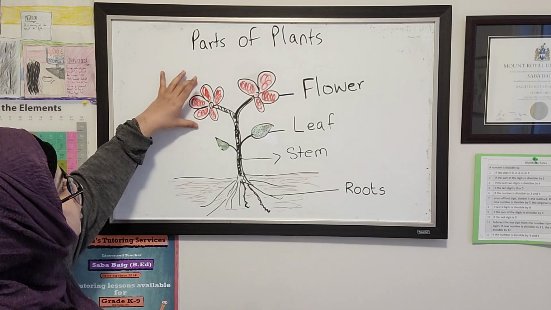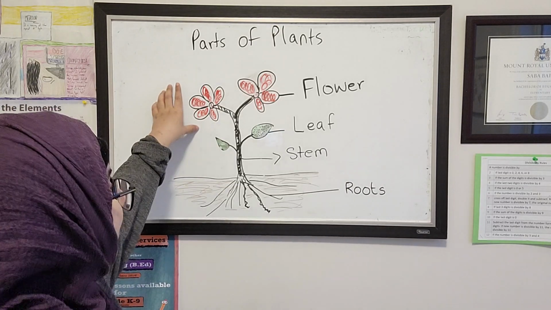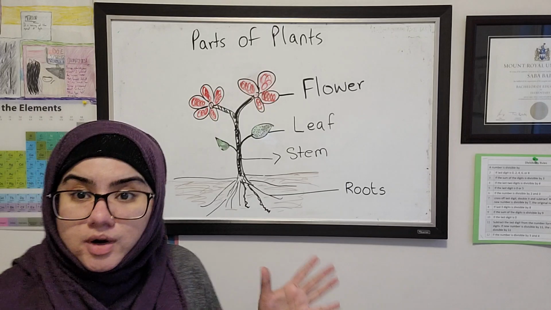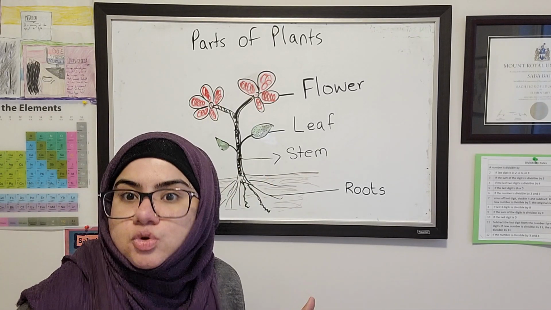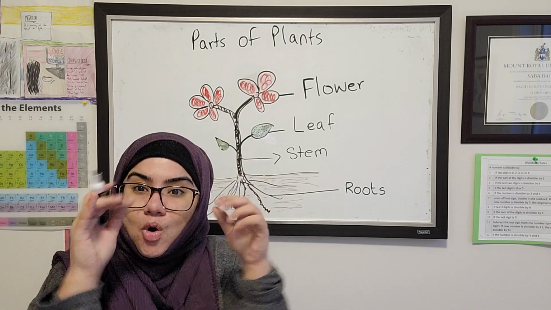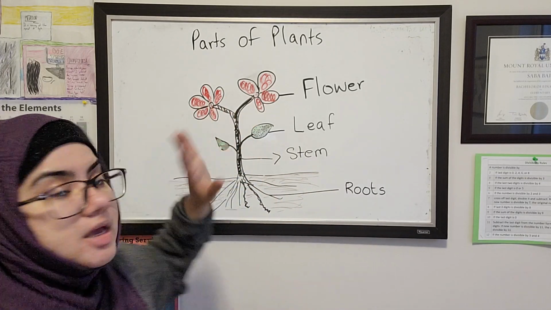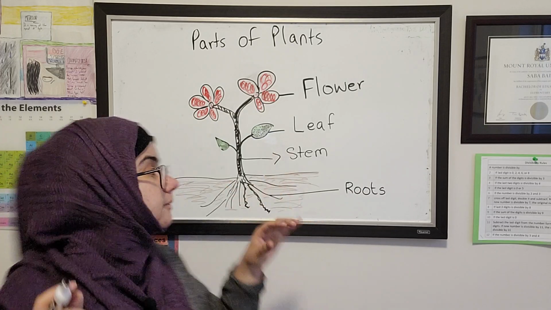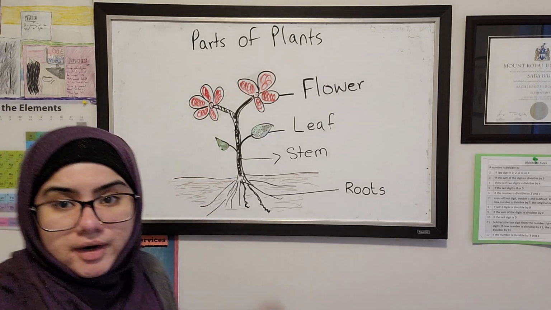Okay, now what is the job of these beautiful flowers? So beautiful flowers, they help plants to reproduce. What is reproduce? Reproduce means they help plants to make more plants, baby plants. Okay, so flowers' job is to reproduce, to make more tiny plants. All right, so these are the parts, and these are very important.